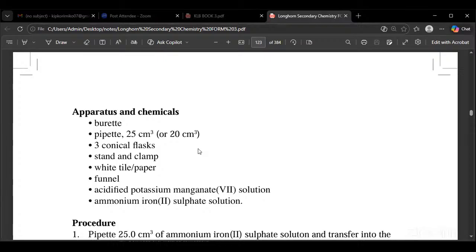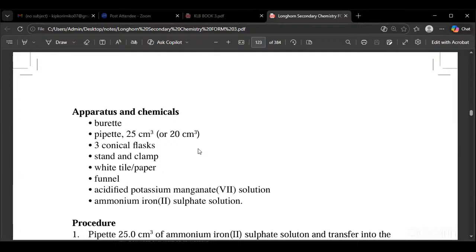So if you were given 4, you don't raise your hand and say you have given me extra. They can even give you 10 because they are saying give out at least 2. But for the titration process you need only 3, which is okay. So 3 conical flasks, stand and clamp, one tile or paper. I explained the use of this one. Funnel, acidified, and then you have ammonium iron 2 sulfate solution, which is one of the salts.